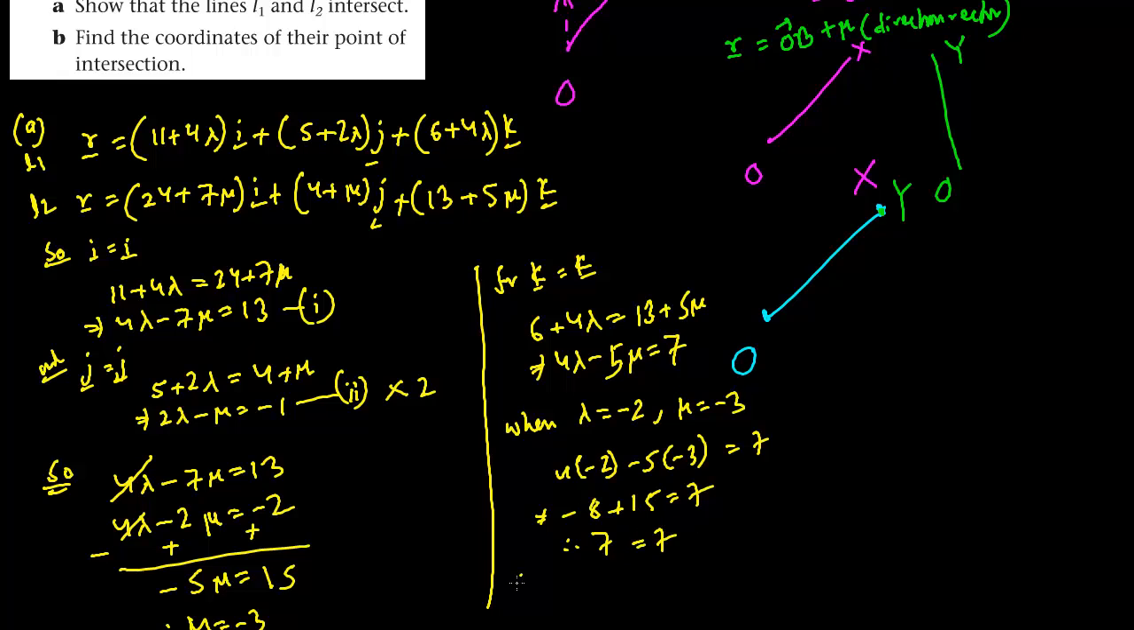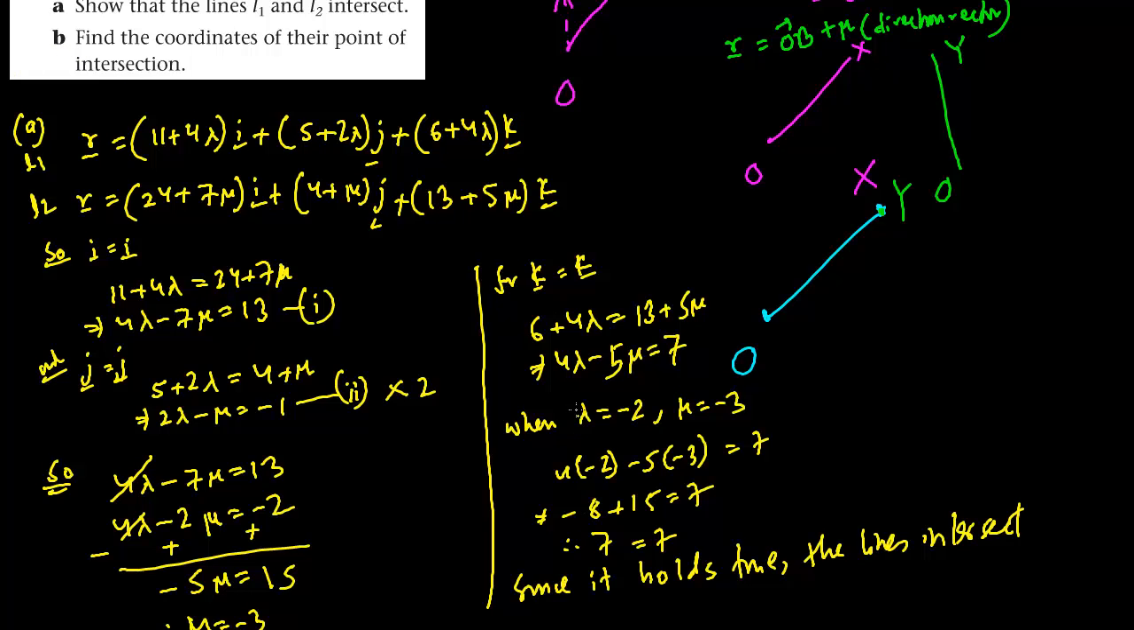7 equals 7. Since it holds true, the lines intersect. That's it. Since it holds true for the final equation, the lines intersect. In this case, you don't have to put the value and find the position vectors. That would be for the next question, question number B. Okay, so let's find the position vector.